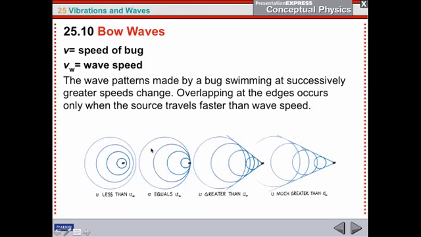Okay. So taking a look at this example, first one, he's going slower than the waves are. And here he's going just as fast as the waves, so we have all of these right here. He's got to swim through all that. That's kind of hard on him. And now he's going faster than the waves, and now it's easier for him. And if he goes even faster, the wakes get longer. Okay.